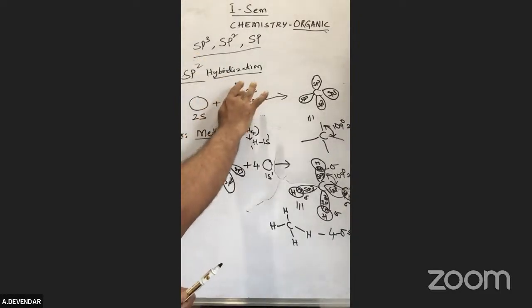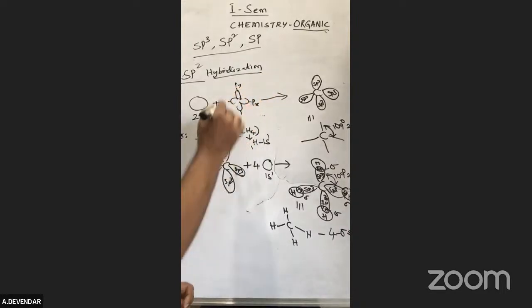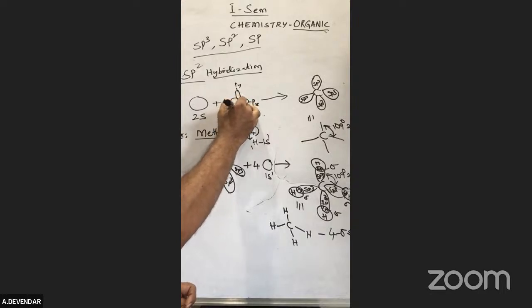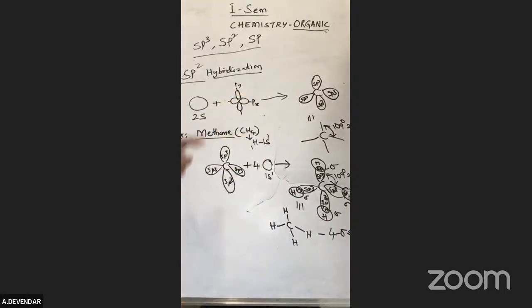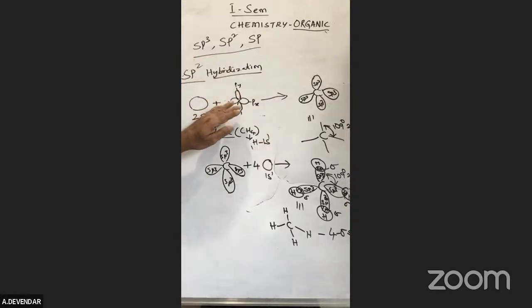sp2. If you are observing my board now, see this is sp2. It means one spherical shaped s orbital and two dumbbell shaped p orbitals. One dumbbell shaped orbital is still present at its position only. We are not using that one in the hybridization. It is a pure orbital and keeps quiet. Only two dumbbell shaped p orbitals and one spherical shaped s orbital I am mixing. I am taking them into the grinder.